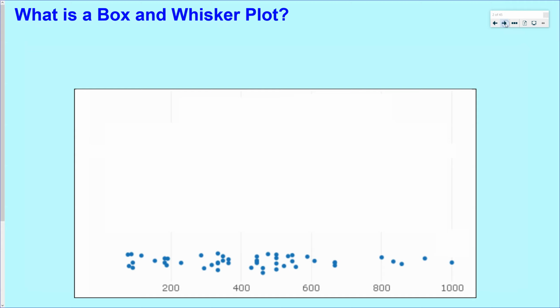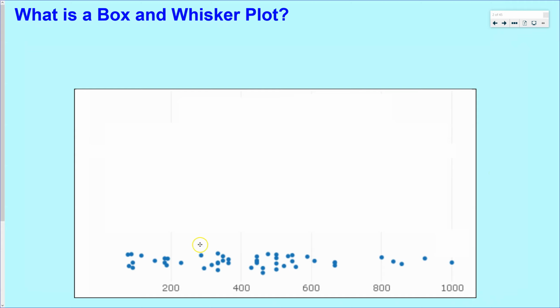Welcome back, everyone. Today we're going to cover how to make and read a box and whisker plot. The first thing I want to talk about is what a box and whisker plot is, what it does, and what it looks like. So suppose we are given a set of data right here, basically just scattered about on a number line in no particular fashion, and I want to represent how this data is spread out.